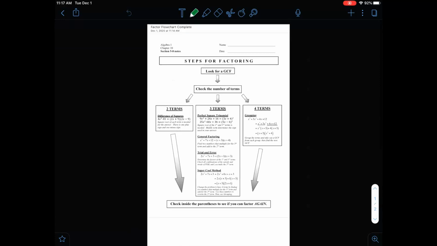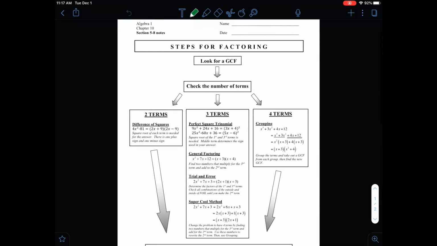So the factor flowchart, you always start with looking for a GCF, which stands for greatest common factor. All right, a greatest common factor is the biggest number that goes into all the terms and the smallest exponent that goes into all the terms. So for example, if we had 2x squared plus 4x, the biggest number that goes into 2 and 4 is 2. The smallest exponent between x squared and x is x. Then we divide both of these by 2x to get what's left over, basically.